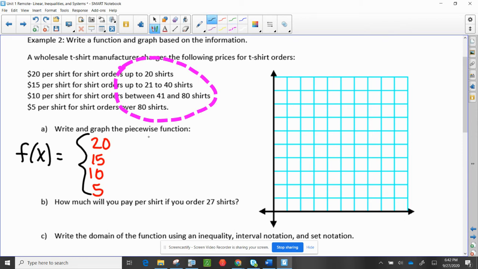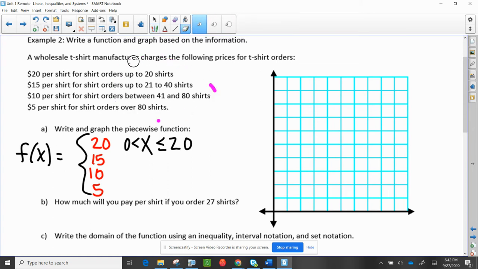So we would say when x is for shirt orders up to 20 shirts. So what that says is we would order either 0 shirts or up to 20. So more than 0, but less than or equal to 20. Okay. I'm going to kind of erase this because it's in my way now. So we're going to pay $15 if we have 21 to 40 shirts. So I would say I'm just going to keep the numbers for greater than 20, not including 20 because we're already equal to it here, but less than or equal to 40.